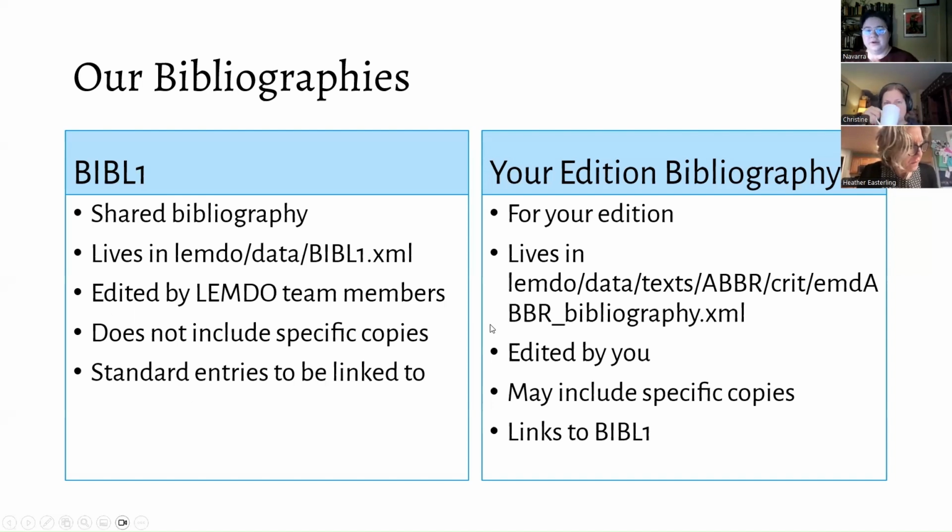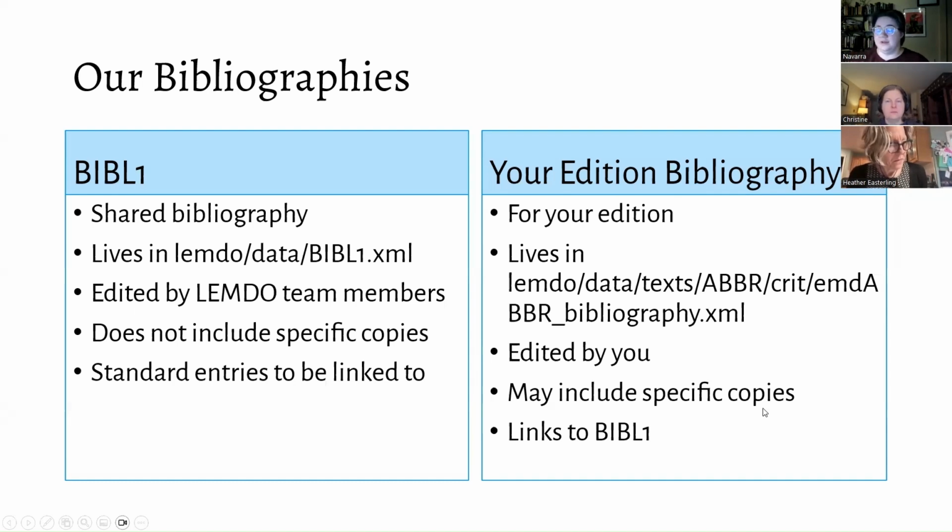In contrast, your own edition bibliography, that's just for your edition. It lives in LEMDO, data, texts, and then whatever your play folder or portfolio is. So H5 for Henry V or AHDM for Humorous Days Mirth. And inside of your edition portfolio, there's a folder called Crit, and that's where your bibliography lives. And it's generally going to be called EMD, and then whatever your play's abbreviation is, _bibliography. Fairly straightforward naming protocol.